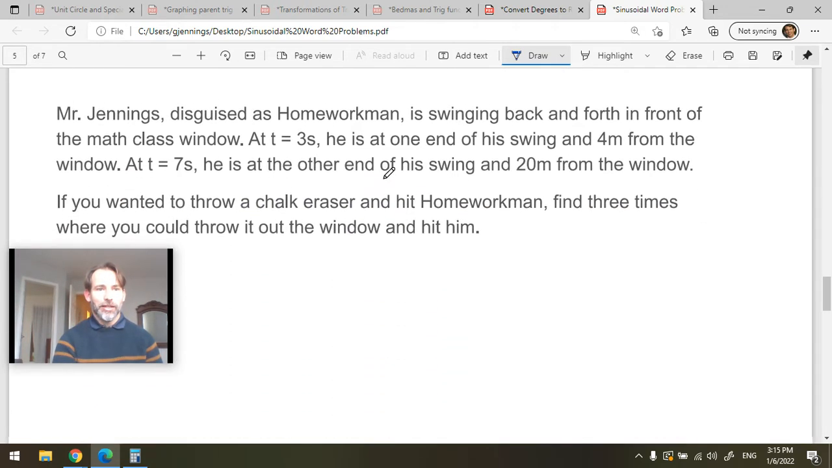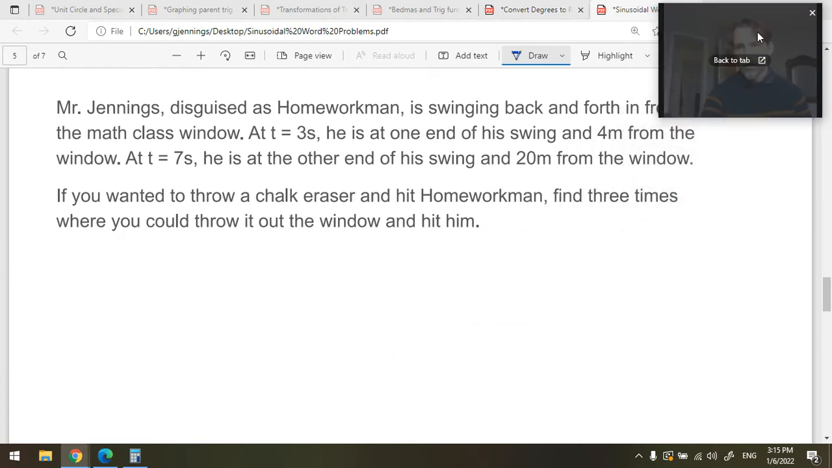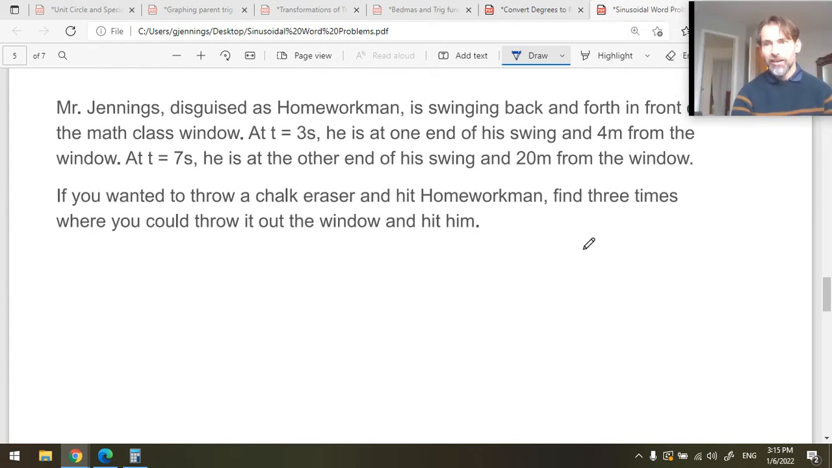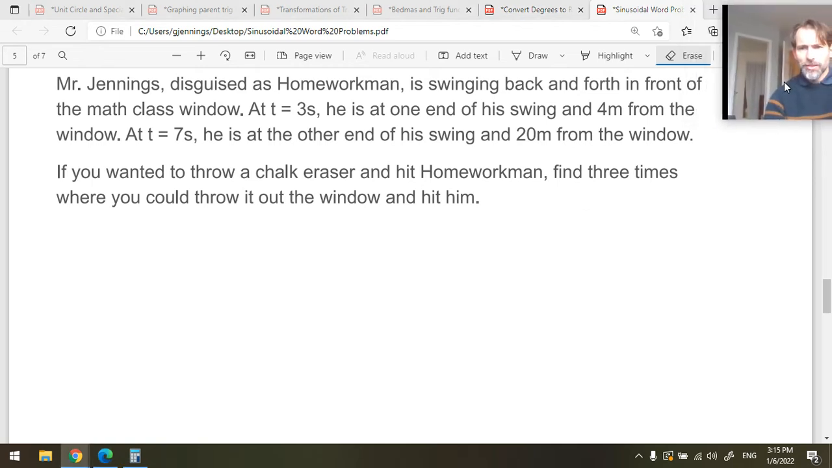Okay, now next one. Mr. Jennings, disguised as homework man, despised by all students, is swinging back and forth on a rope. I actually got this question from another teacher. I changed it to my name though because I did make some changes. And he's swinging on a rope for some reason back in front of the math class window.